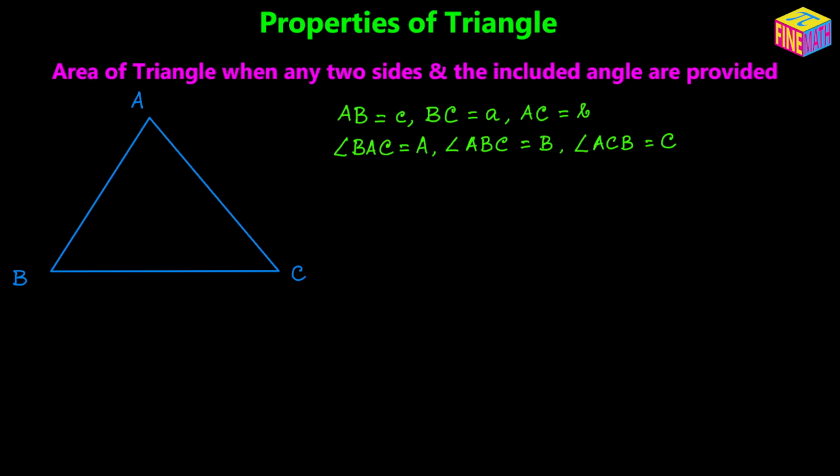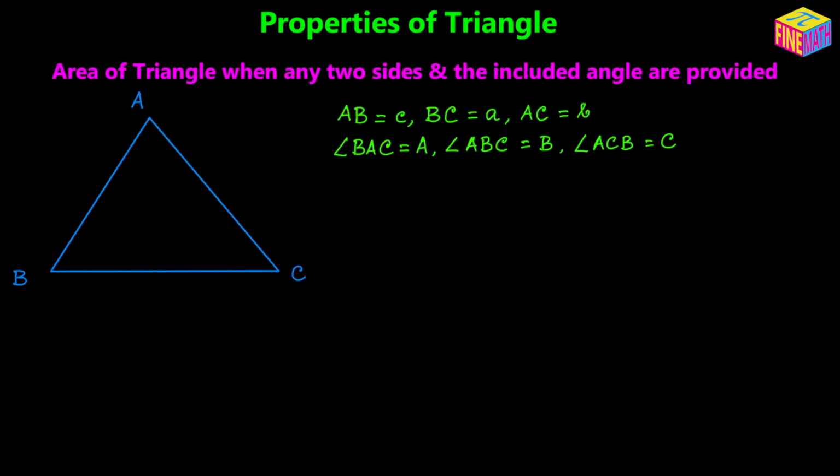And similarly, angle BAC, which is the angle near the vertex A, is denoted by an uppercase A radian. Let's suppose it's in radian. And then angle ABC is denoted by uppercase B radian and angle ACB is denoted by uppercase C radian. We know that the area of a triangle is actually half times the base times the height.